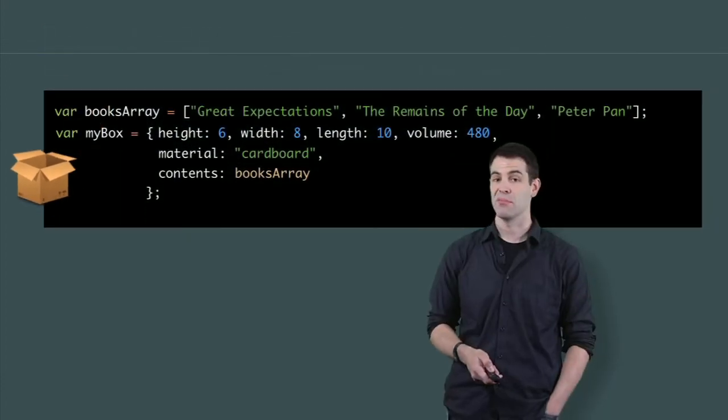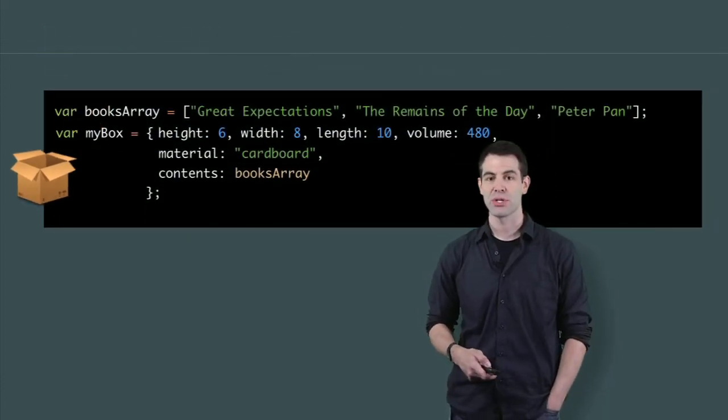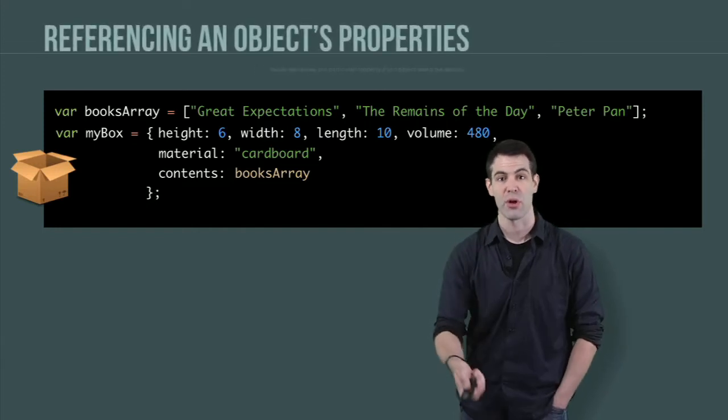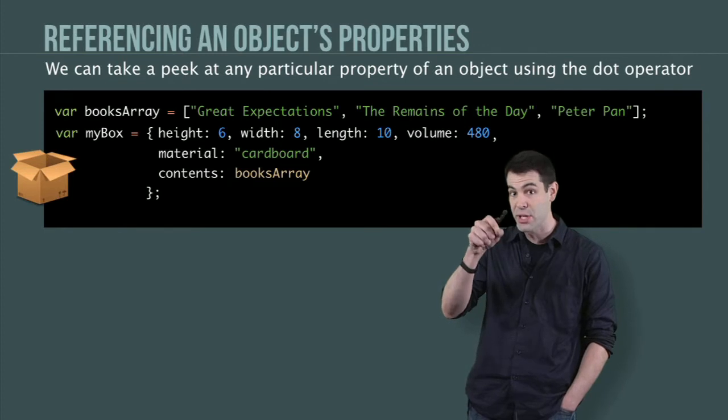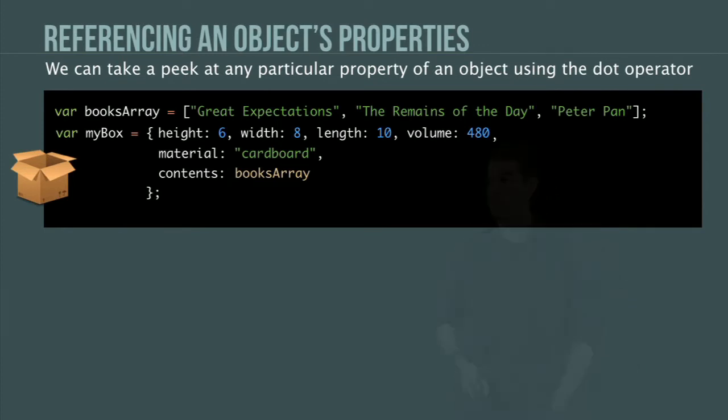Great, so we got an object. Well, what do we do with it? Typically, objects are used because you want to refer to their properties together. So let's take a look at how we can peek at a particular property inside of an object. Remember when we accessed the length on strings and we used the dot operator? We're going to do that again here with objects.